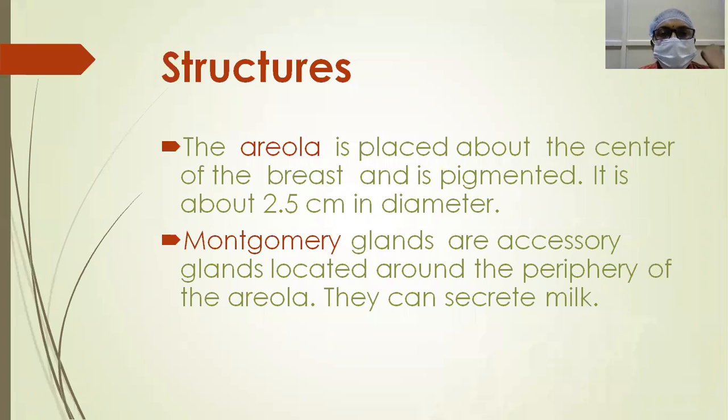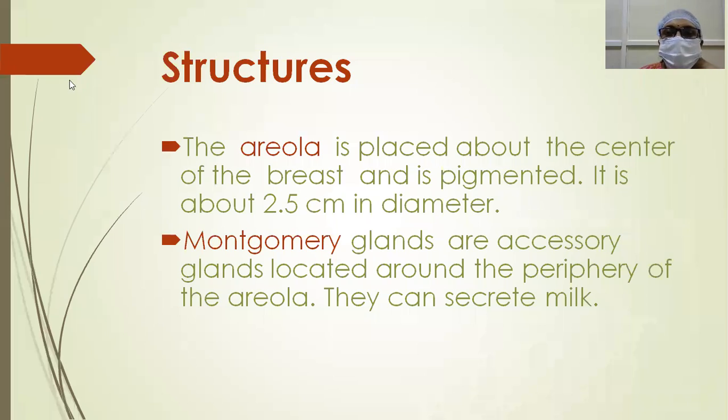So the anatomical position of areola is placed above the center of the breast and is pigmented. It is about 2.5 centimeters in diameter. I have repeated these terms so that you get familiar with the structures of the breast. So previous slides also I have talked about nipple, areola, Montgomery glands. Again I am repeating so that you can remember well and get familiar with the terminology of the breast.